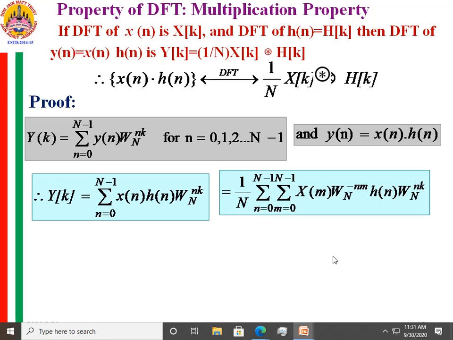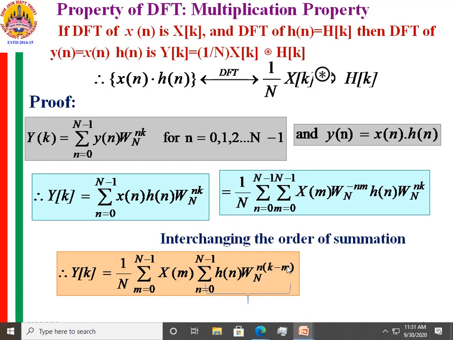So what we will do is we'll interchange the order of summation. Interchanging the order of summation and rewriting the equation and combining these two twiddle factor terms together, what I get is 1 by capital N summation m from 0 to N minus 1 X[m] summation n from 0 to capital N minus 1 h[n] into W_N raised to n(k minus m). Now this k minus m is the frequency component. Now if I take this as a frequency component, this is nothing but capital H of k minus m.